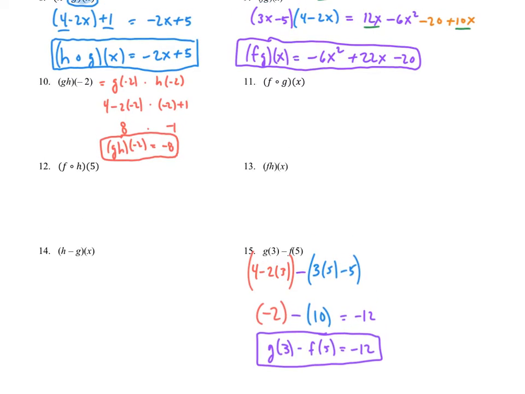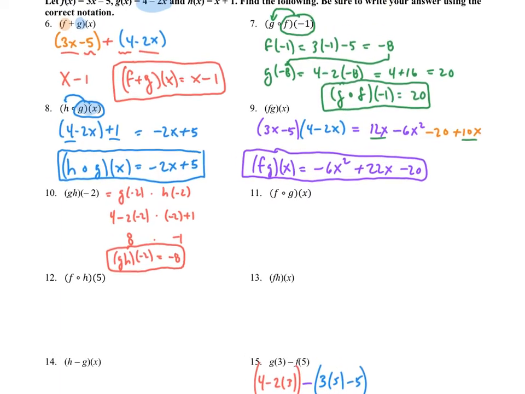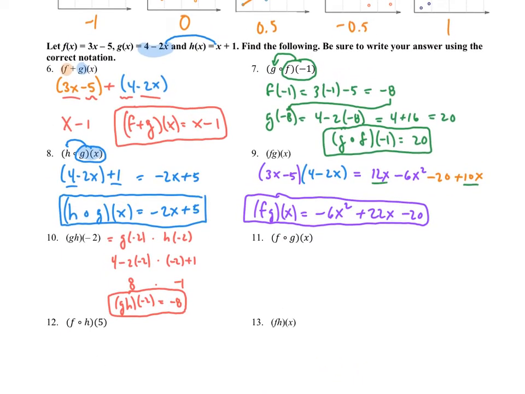Alright, number 11, pretty similar to number 8. We're going to take g and we're going to plug it into f. So I'm going to take whatever function g is, plug it into a function f. So where that's going to go is in the x spot here. So 4 minus 2x is going to go into this x spot up here. So I'd start with 3 parentheses, that's going to take the place, and then minus 5. And what's taking the place of my x is now 4 minus 2x.